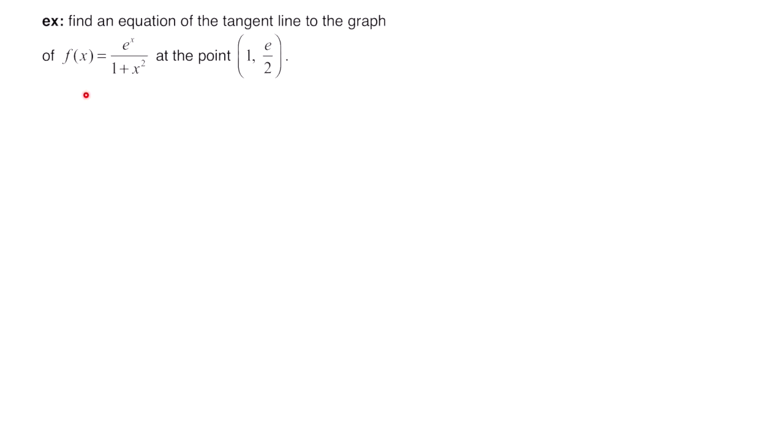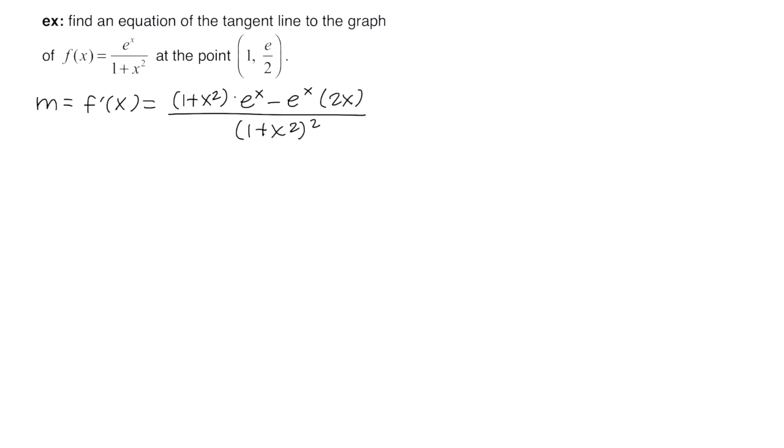This example says find an equation of the tangent line to the graph of f at the point (1, e/2). So again, to find the equation of the tangent line, we need point and slope. We have the point, we just need slope. To find the slope, we're going to use the derivative. And last, to find the derivative of this function, because we have a function divided by a function, we'll use the quotient rule again. Again, we start low, d high, minus high, d low, all over the low squared.